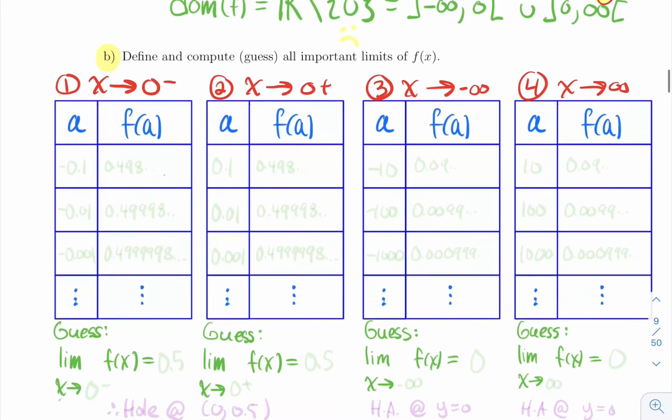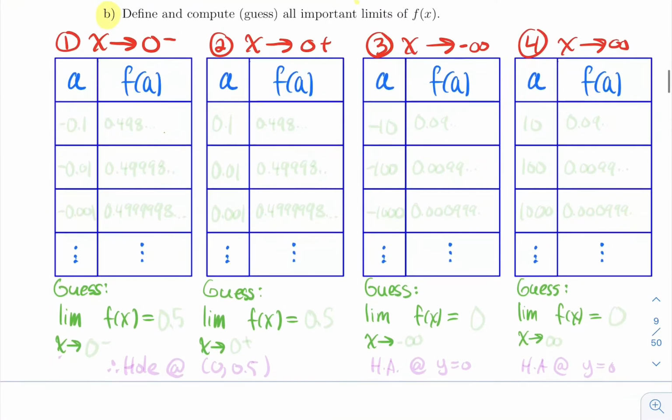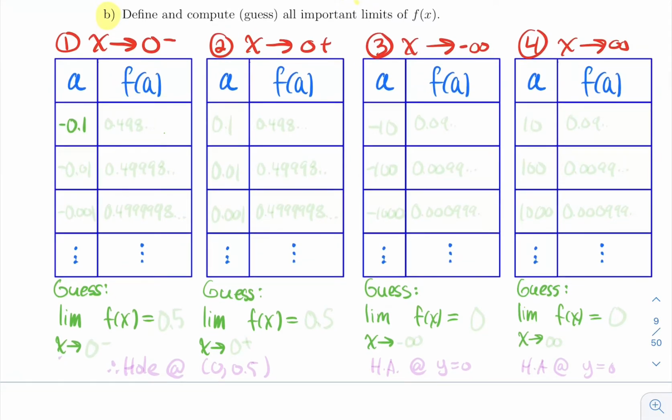So left side of 0, this is very similar to my previous example. I have minus 0.1. So here are 3 numbers that are close to 0, getting closer to 0 on the left side, so strictly less. On the right side, I'll use 0.1, 0.01, and 0.001. Going to minus infinity, my classic minus 10, minus 100, minus 1,000. Going to plus infinity, well, plus 10, plus 100, plus 1,000. I don't want to spend too much time just writing the evaluation here.